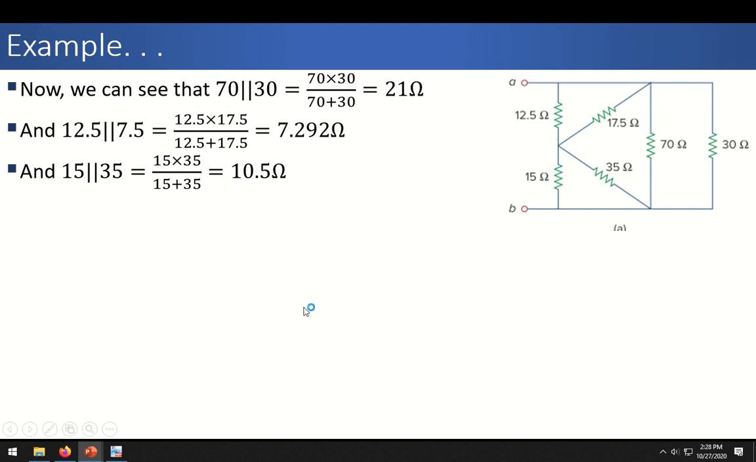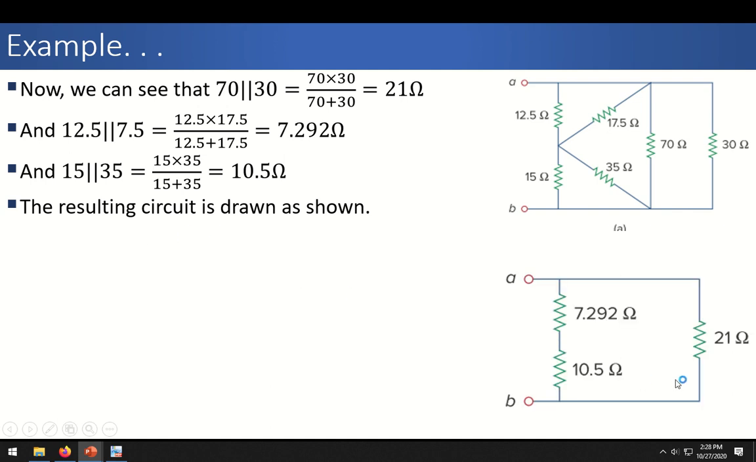So now we can simplify this circuit. The resulting circuit will be like this. Now we have the equivalent resistance of 12.5 in parallel with 17.5, which is 7.292 ohms, and then 35 and 15 combined in parallel, which will be 10.5, and the resulting resistance of 30 and 70 in parallel is 21. So now we have this equivalent circuit.